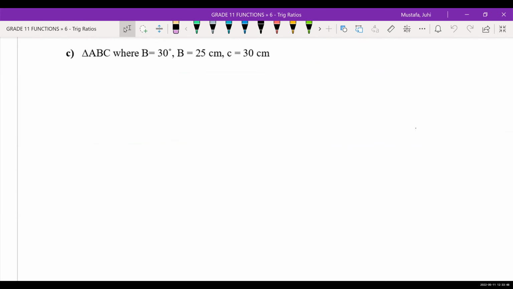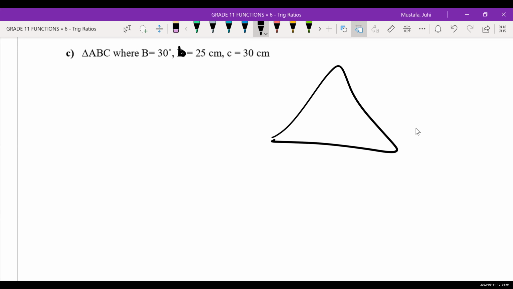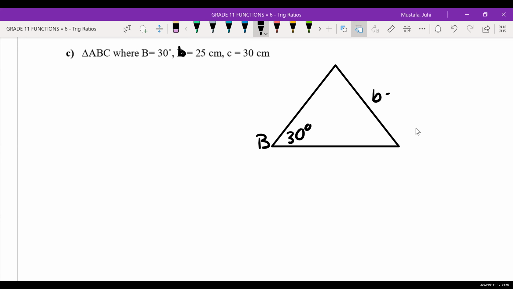So question number C has a little bit of a mistake. If you could just change this to little b instead of capital B, that would be great. And for this question, we're first going to figure out where all the angles and the side lengths go. So I draw my rough triangle. I'm just going to assume the triangle's like this. I'm going to be putting 30 degrees here. I'm going to be putting 25 centimeters here. And then I'm going to put 30 centimeters here.